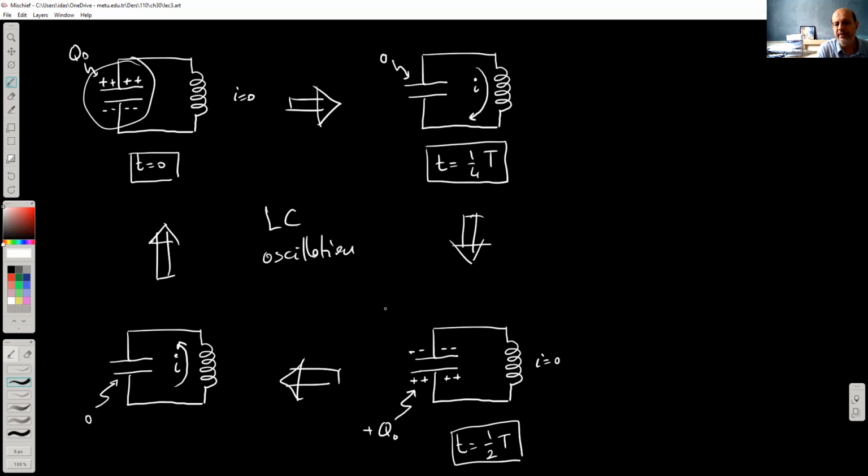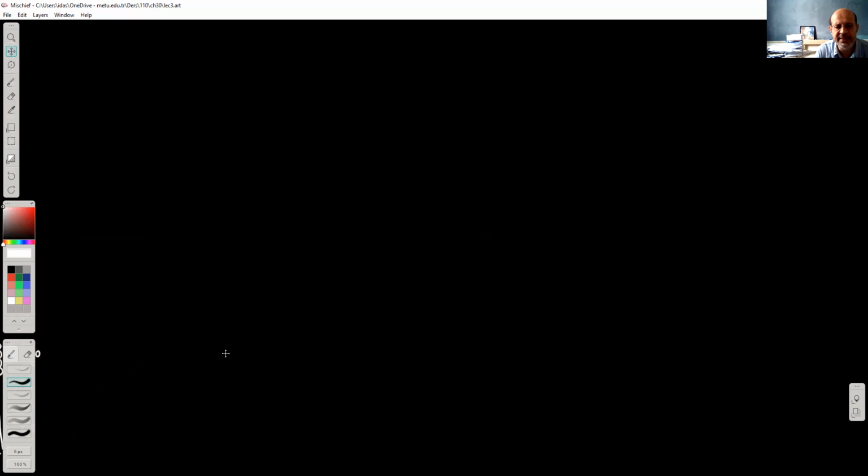And we can have a mechanical analog in here. So I think I'm going to draw it somewhere in here. So that's the mechanical analog.